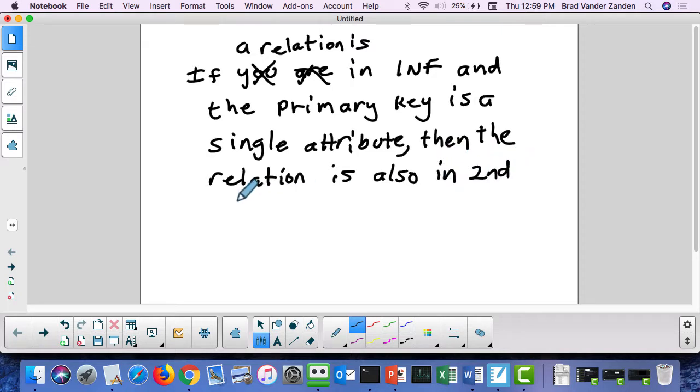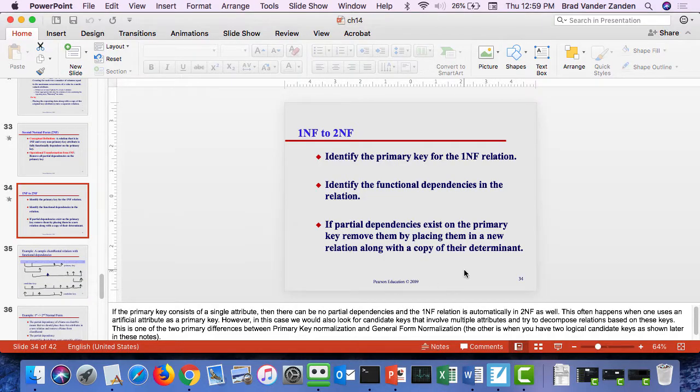At least on the primary key. And the reason is that when you eliminate partial dependencies, they are on a proper subset of the primary key. So if you have a single attribute, you can't have a proper subset that is not empty. Okay, so second normal form only comes into play when we have a primary key that has multiple attributes.